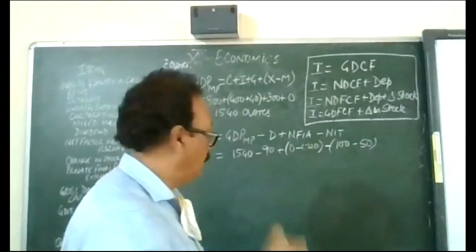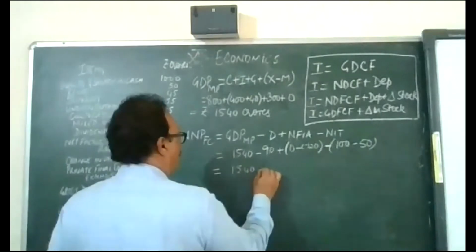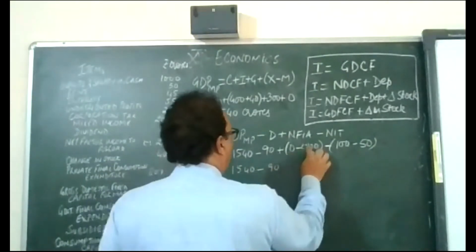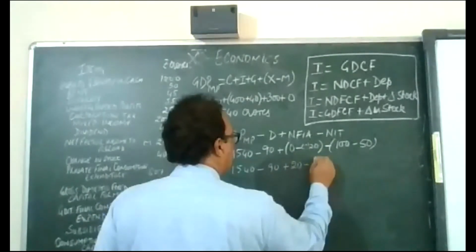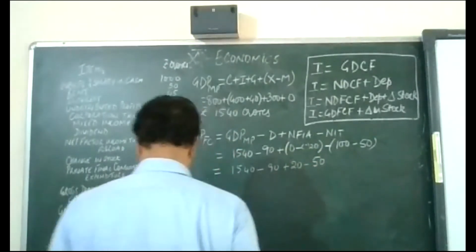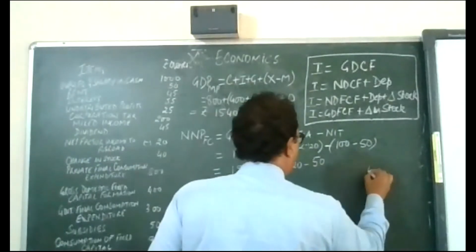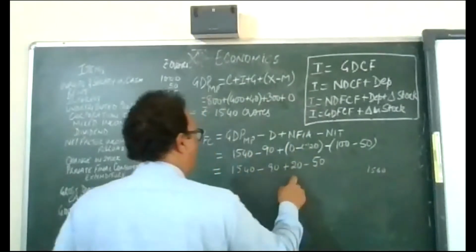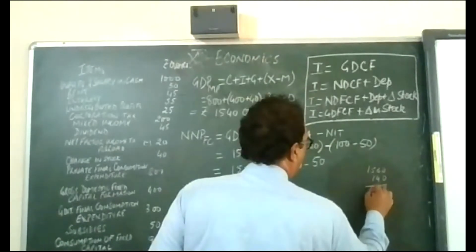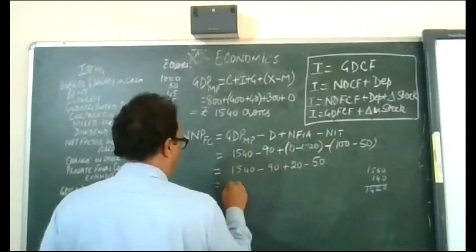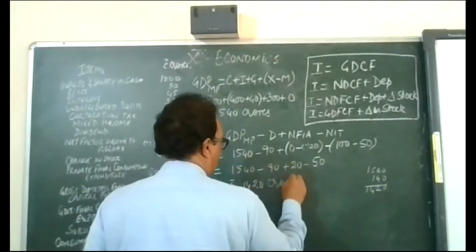Now we get the values. Work it out. 1540 minus 90 plus 20 minus 50. So what do we have over here? 1560 is the plus and minus is 140. 1420. 1420 crores.